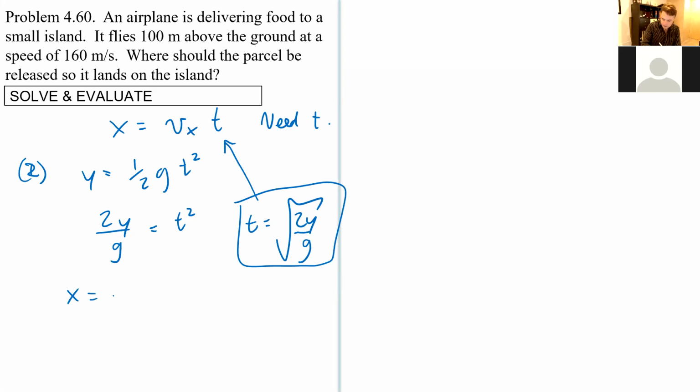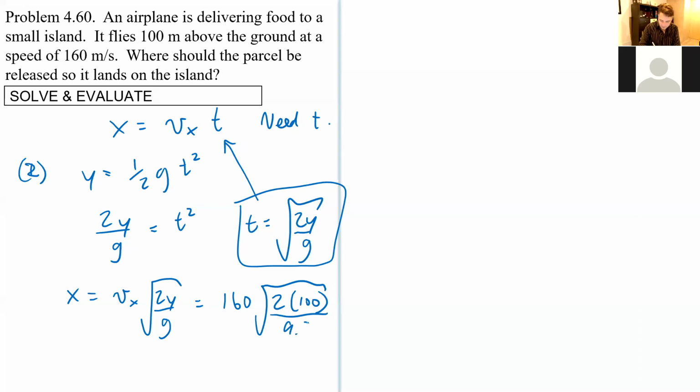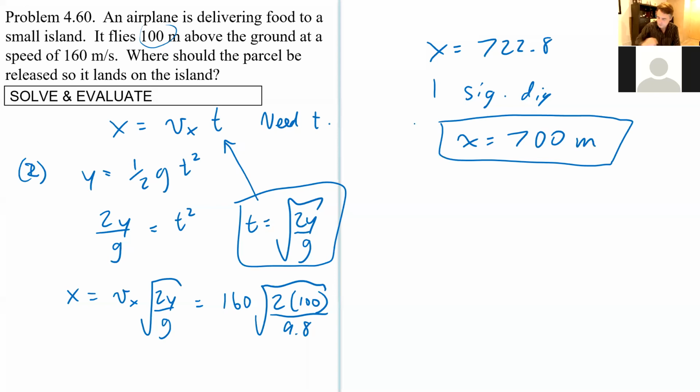x is equal to v sub x times the square root of 2 times y divided by g. So I can write that as 160 times the square root of 2 times 100 divided by 9.8. So x is equal to 722.8. I think there's really only one significant digit here. So x is equal to 700 meters. Okay. Seems like a long way if you're only dropping from 100 meters, but you've neglected air resistance. So I think it seems okay.